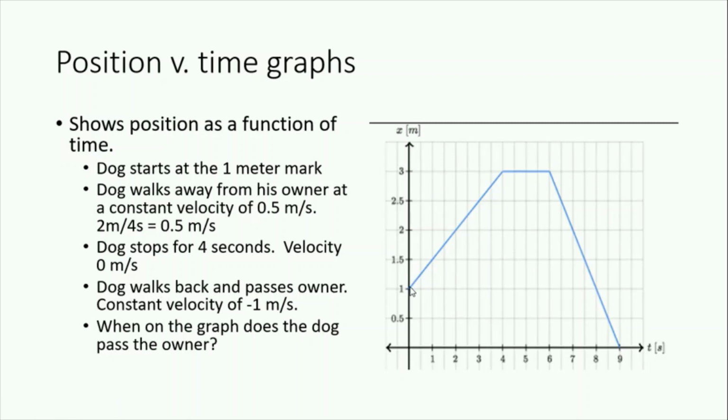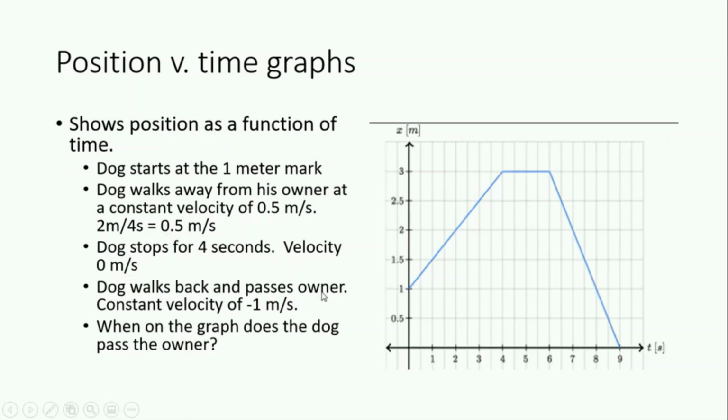Then the dog walks away from his owner at a constant velocity of 0.5 meters per second. So here's what he does. He starts at this 1 meter mark, and he walks up to 3 meters away. He walks from 1 meter to 3 meters, so he covers a total of 2 meters, and it takes him 4 seconds to do that. If we wanted to figure out his velocity, we would take 2 meters, divide it by 4 seconds, and his velocity would be 0.5 meters per second.